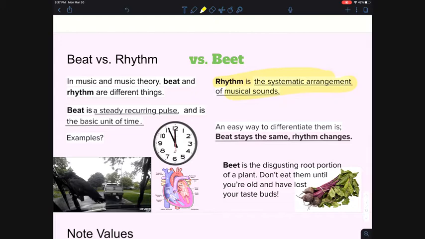So rhythm could be consistent when we have all quarter notes, 1, 2, 3, 4, 1, 2, 3, 4. That is consistent. So that has a consistent beat, and that is the rhythm. But we can also have 1, 3, 1, 4, 3, 1, 2, 3, things like that, which vary the rhythm and make things more interesting. And there is an infinite amount of different rhythms out there. Today we're going to look at some of them. An easy way to differentiate beat and rhythm is beat stays the same and is consistent, and rhythms can change.